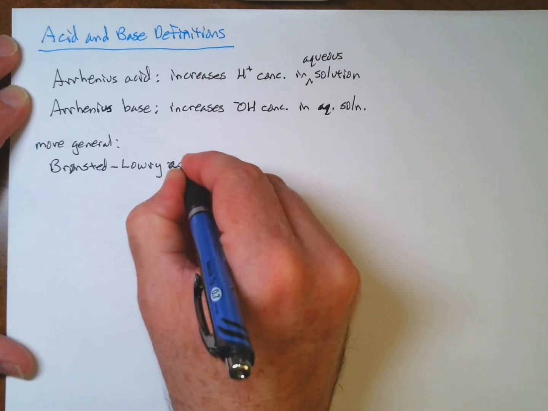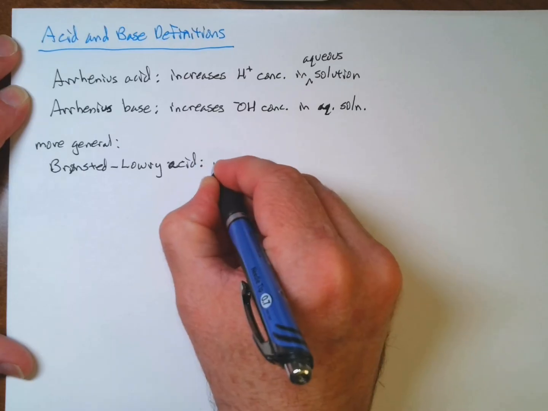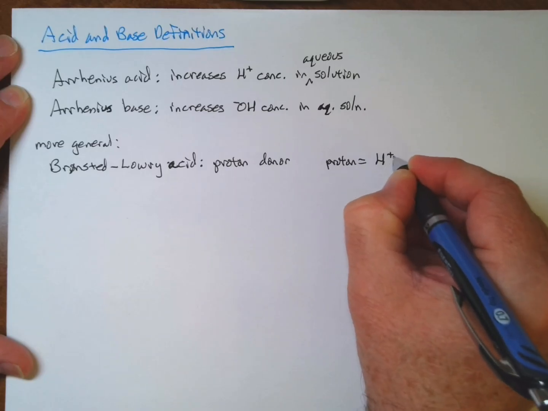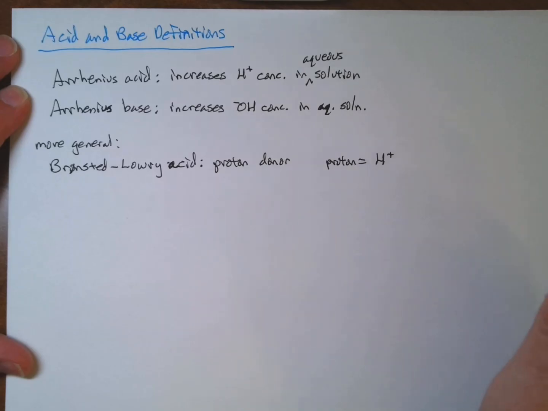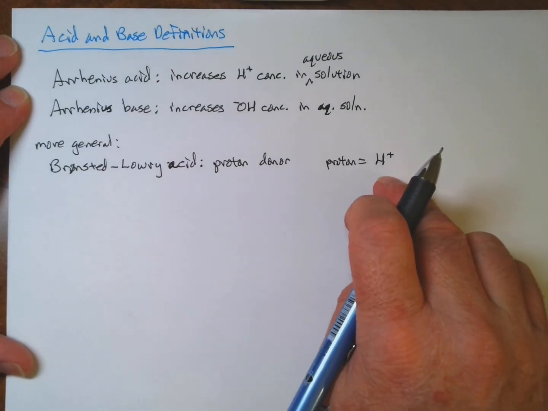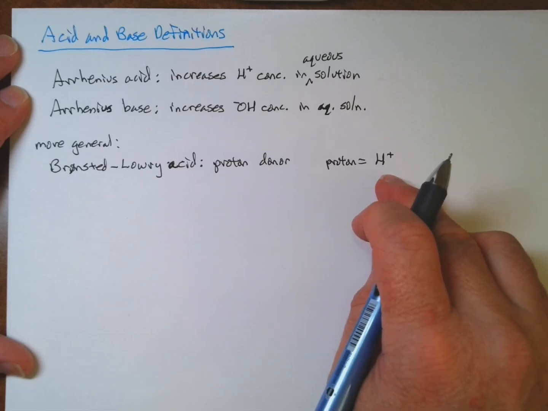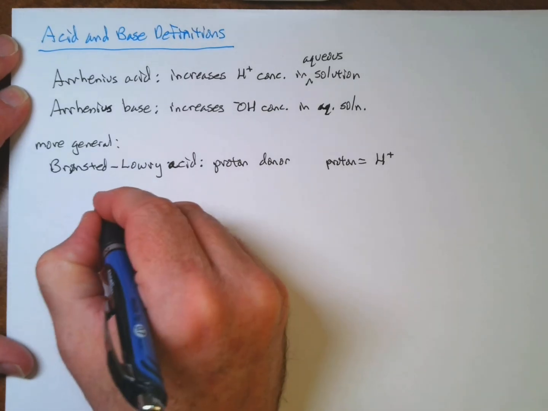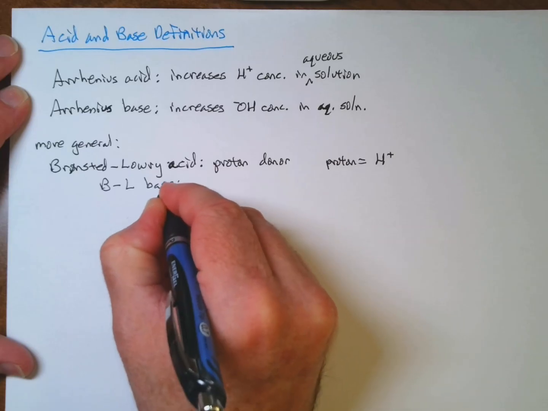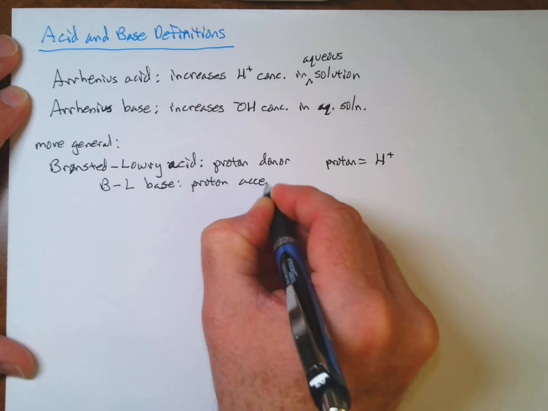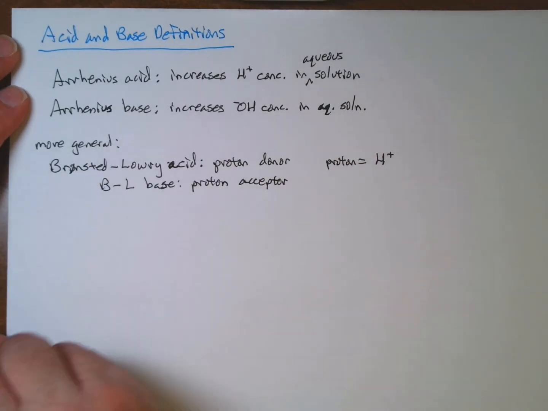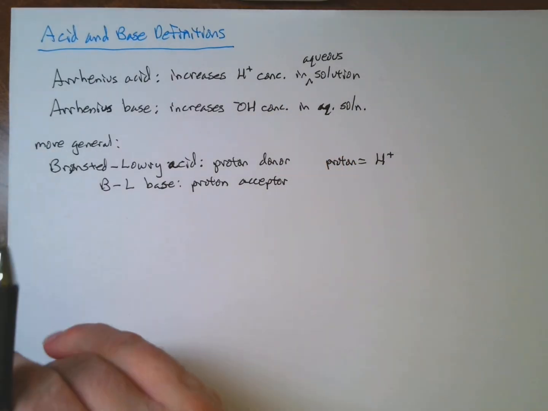For a Bronsted-Lowry acid, it is a proton donor. What's a proton? A proton is a hydrogen ion. Think about it for a minute. A hydrogen atom has one proton in its nucleus and one electron. If you take the electron away, you get a hydrogen ion. Well, what was left after you took the electron away? Just the proton. So a proton is a hydrogen ion. So a Bronsted-Lowry acid is a proton donor, and a Bronsted-Lowry base is a proton acceptor. This actually allows us to look at acids and bases in systems where water is not the solvent, where we don't have water present. So those can be useful.